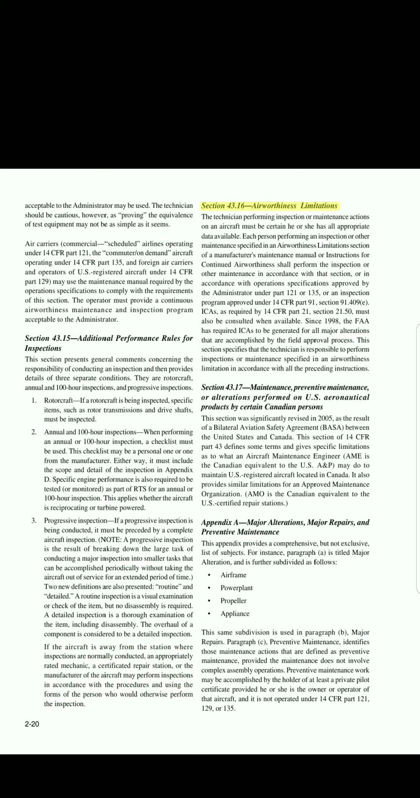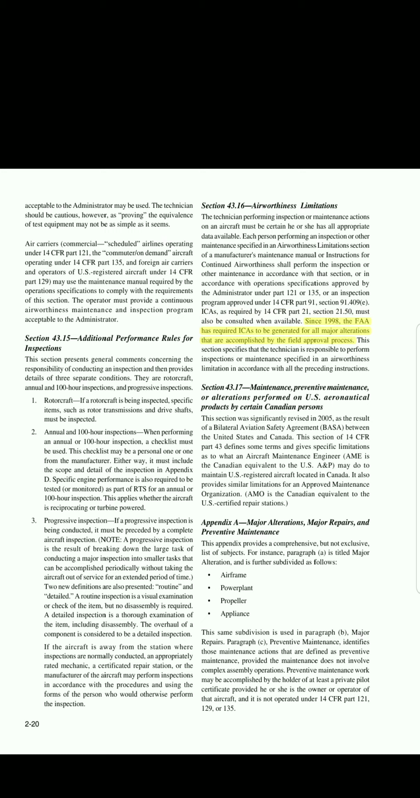Section 43.16, Airworthiness Limitations. The technician performing inspection or maintenance actions on an aircraft must be certain that he or she has all appropriate data available. Each person performing an inspection or other maintenance specified in an airworthiness limitations section of a manufacturer's maintenance manual or instructions for continued airworthiness shall perform the inspection or other maintenance in accordance with that section, or in accordance with operations specifications approved by the Administrator under Part 121 or 135, or an inspection program approved under 14 CFR Part 91, Section 91.409(e). ALS, as required by 14 CFR Part 21, Section 21.50, must also be consulted when available.